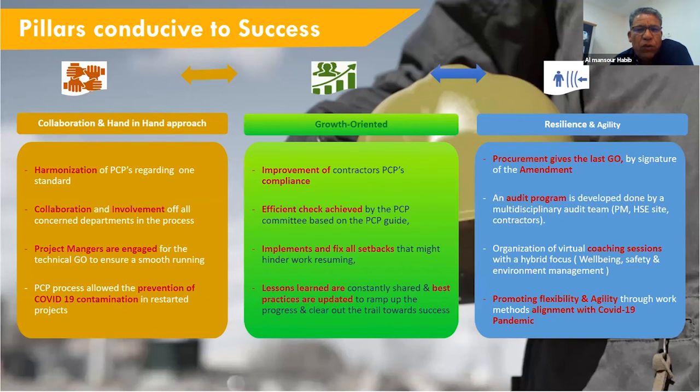Collaboration and involvement of all concerned departments is needed, because there is the project manager, there is purchasing. As you know, there were 6 or 8 months of stopped work, and there is a lot of approach between contractors, OCP and many stakeholders. Each one has his argument, and it's very important to harmonize all this with procurement, because the procurement entity is the last one to give the final go.